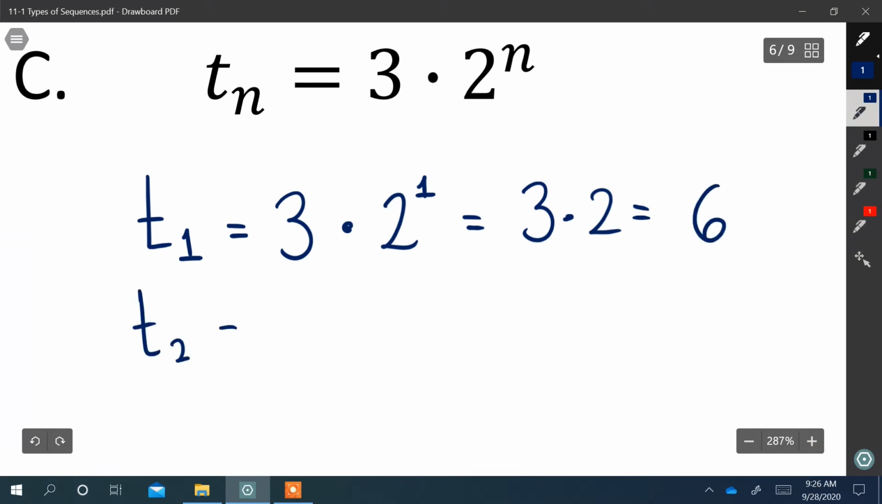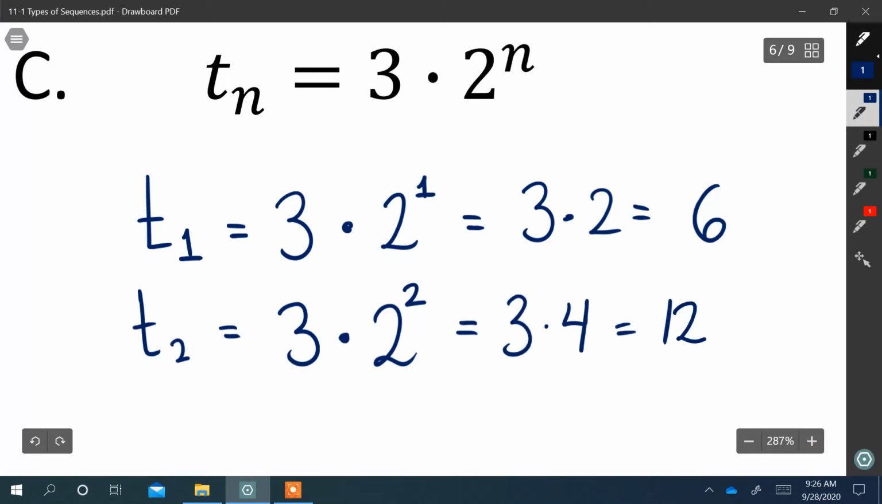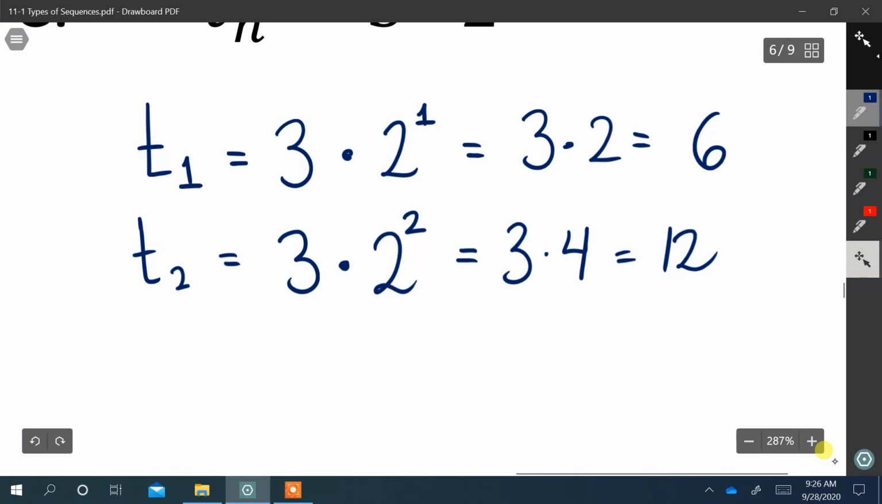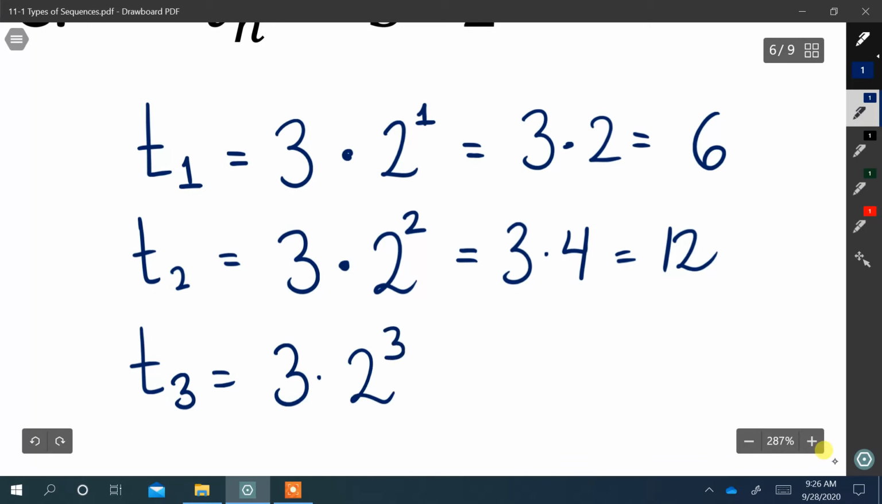Let's try t of 2 now. It will be 3 times 2 to the second. Well, 2 to the second is 4, and 3 times 4 is 12. Let's keep going, guys. T of 3 will be 3 times 2 to the third. We know that 2 to the third is 8, and 3 times 8 is 24.